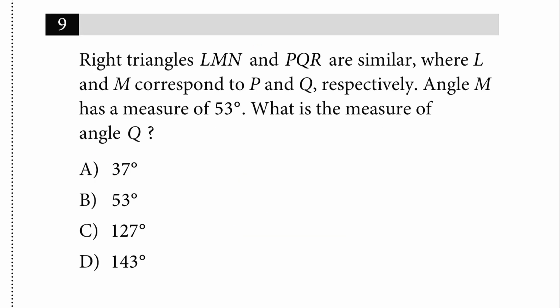Right triangles LMN and PQR are similar, where L and M correspond to P and Q respectively. Angle M has a measure of 53 degrees. What is the measure of angle Q? Well, since in this order M and Q are in the same position, that means Q is also going to be 53, so the answer is B.